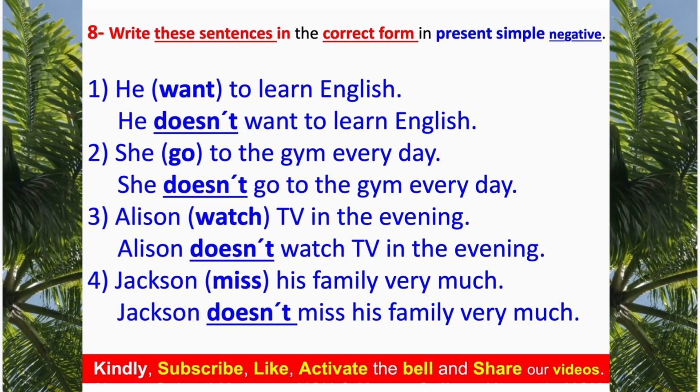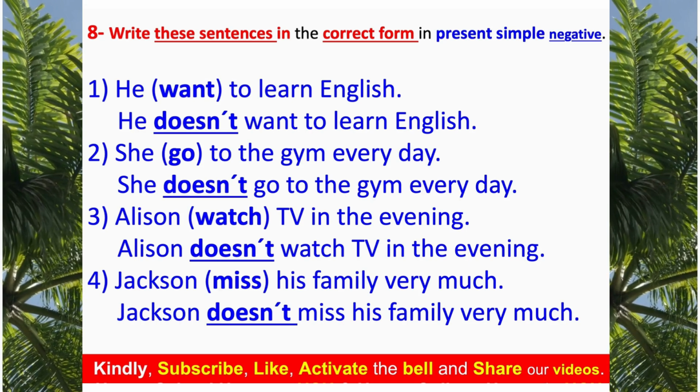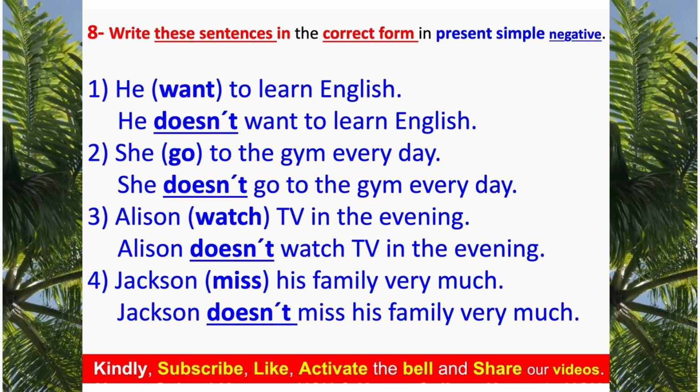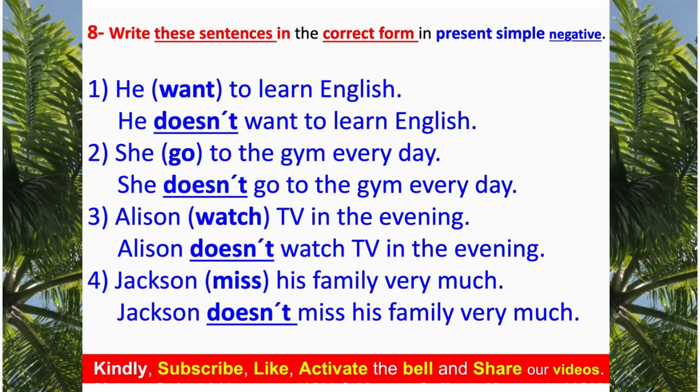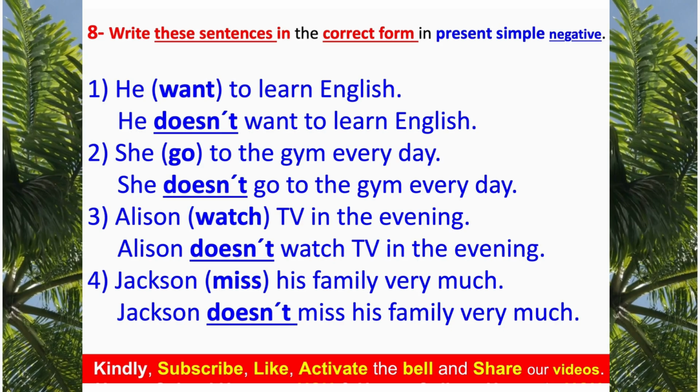So when we have he and we have a verb, we need to use doesn't in the negative form. He doesn't want to learn English. If you write he don't want to learn English, it's not correct.